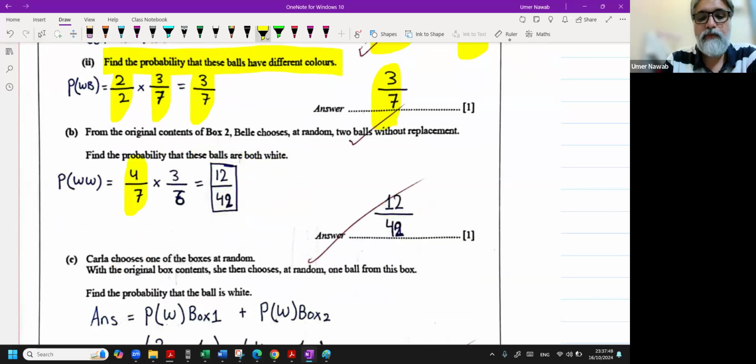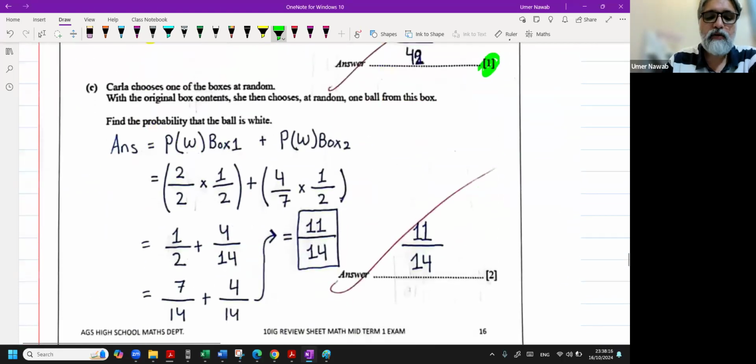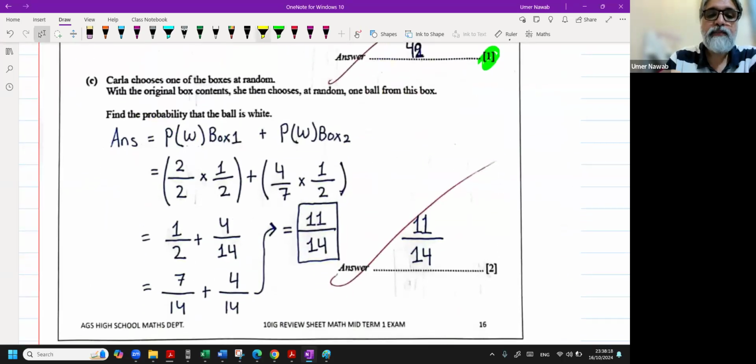So if he picks the first time, the total was 7. There were 4 white balls. Since it is without replacement, now definitely 7 will change to 6. So white is also reduced by 1, so 3 over 6. Multiply them together, you get 12 over 42, or you can write it in simplified form. As the question carries 1 mark, no need to answer in simplified form, but if you do it from the calculator, the calculator will provide you a simplified answer.